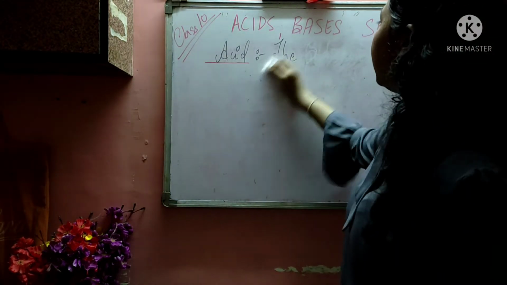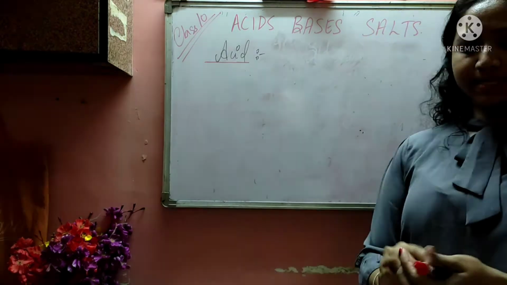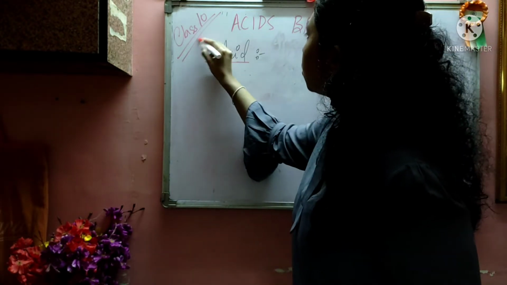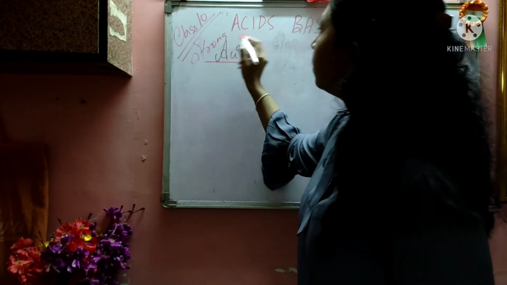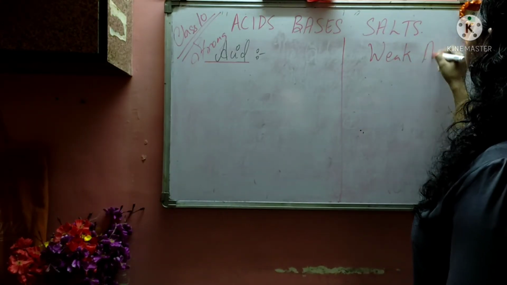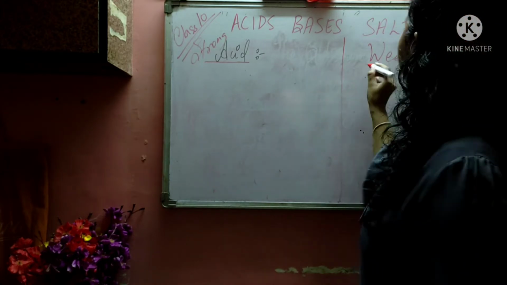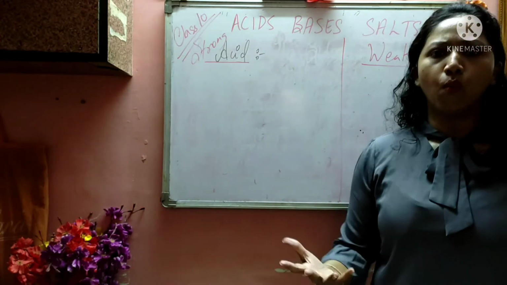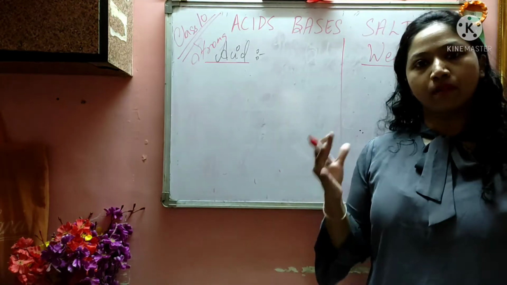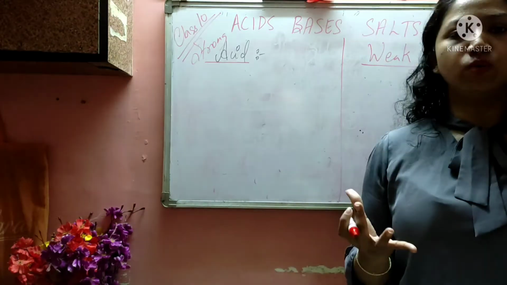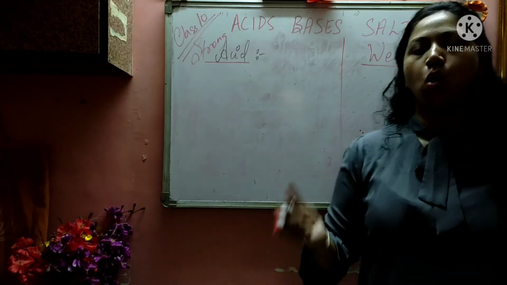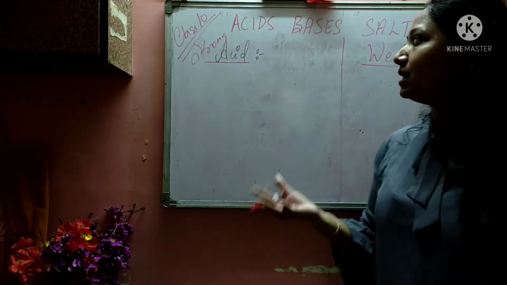Now we'll see what is a strong acid and what is a weak acid. In a strong acid, the concentration will be strong; in a weak acid, the concentration will be less. Now what is it basically? We'll see.